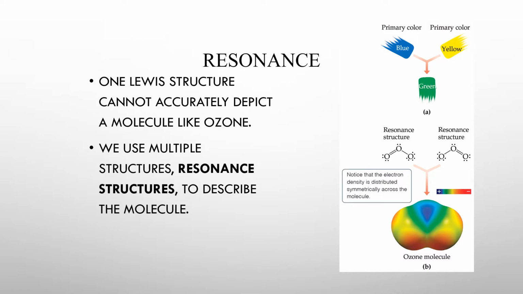Resonance occurs when one Lewis structure cannot accurately depict a molecule like ozone. We are able to use multiple structures, which we call resonance structures, to describe the molecule. You can see with the colors at the top that when you mix blue and yellow, it creates green. So a resonance hybrid is a mix of the two molecules together. The electrons are not just simply moving back and forth, it's just a blend of those two different structures.